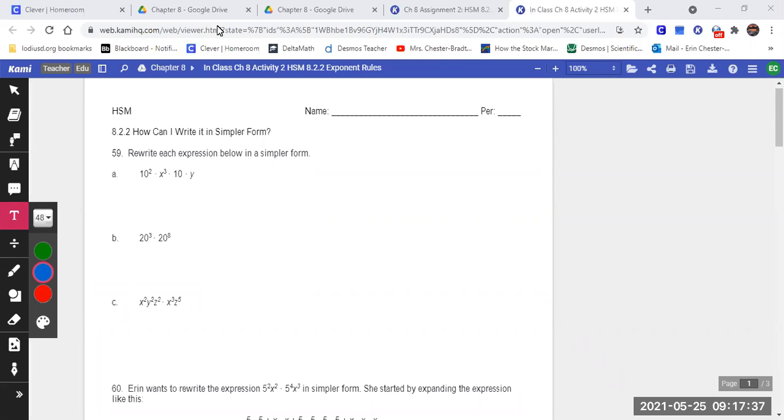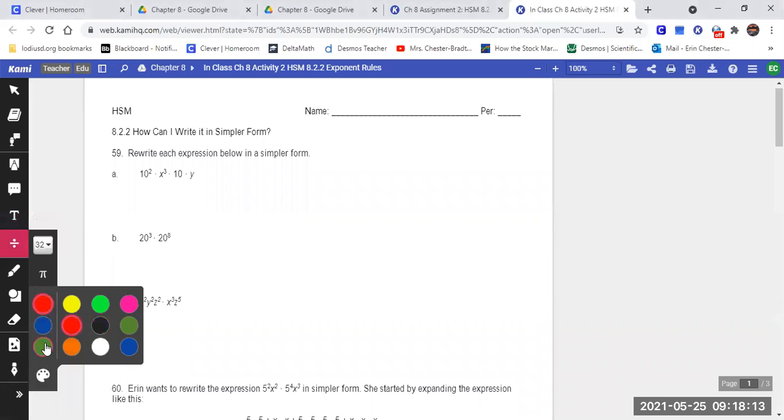Because at first they had us spreading it all out. But what shortcut did we learn yesterday? What about the exponents? What shortcut did we learn yesterday? Well, when can we add the exponents? What's the situation that lets us add the exponents?